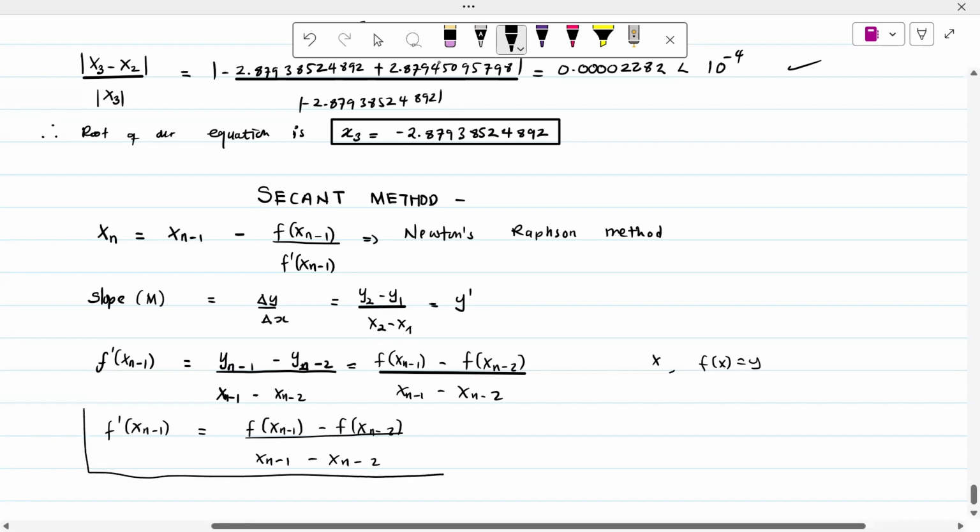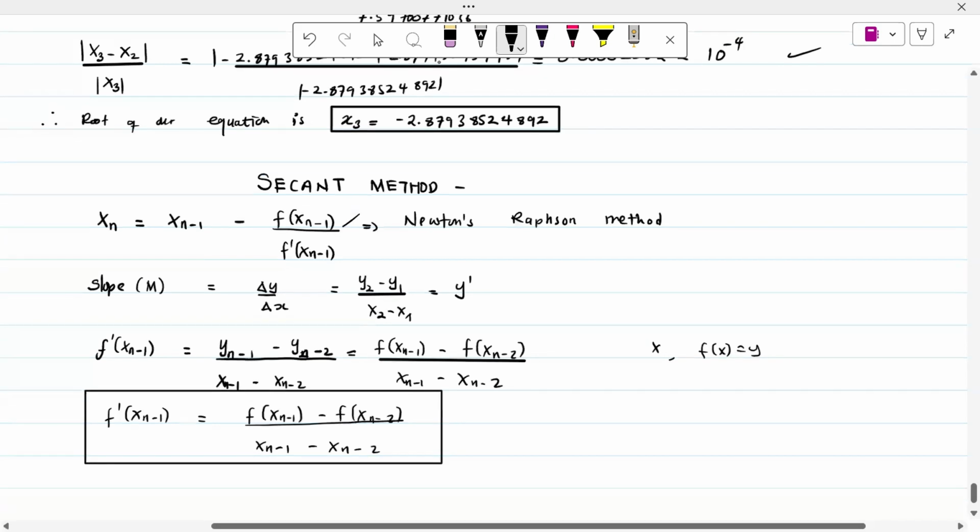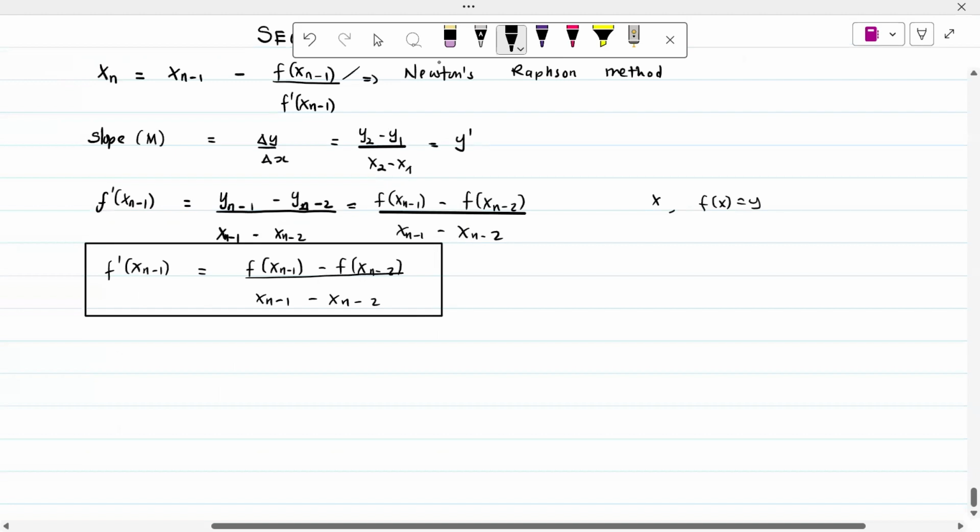So instead of having the derivative of a function, I can use this, okay? Because finding the function's derivative is very cumbersome. So this one will help us. I'm going to substitute this in place of f prime of xn minus 1 in the Newton-Raphson method formula. Okay, so let's do the substitution. So therefore, the Newton-Raphson method formula becomes like this.